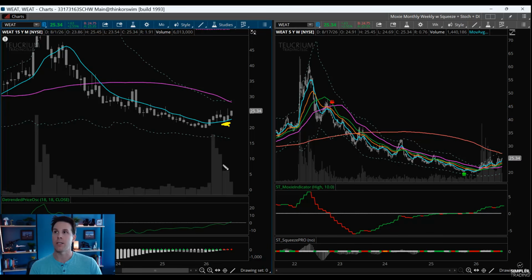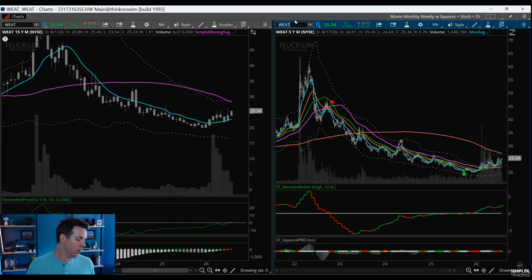And now you can see we continue to confirm support into these moving averages on a monthly basis. So this is a huge trend change if you guys want to be looking at anything regarding wheat. But more so, just wanted to show you guys the difference between an uptrend, a downtrend, and how to recognize when one of those changes.